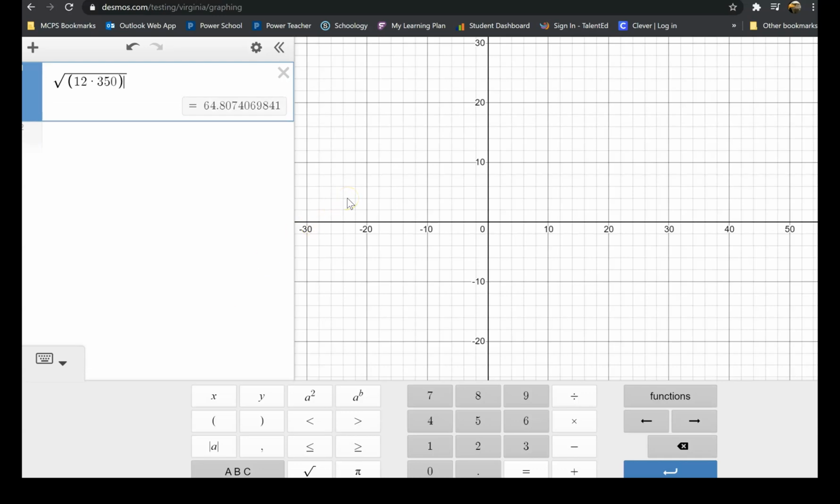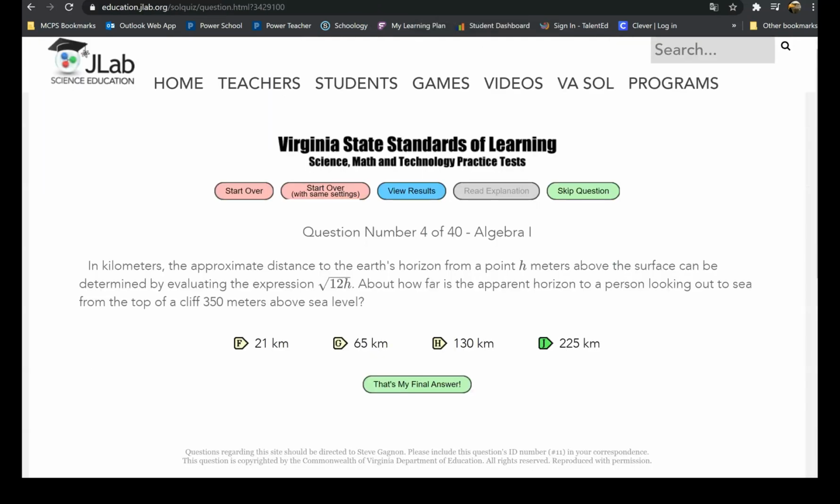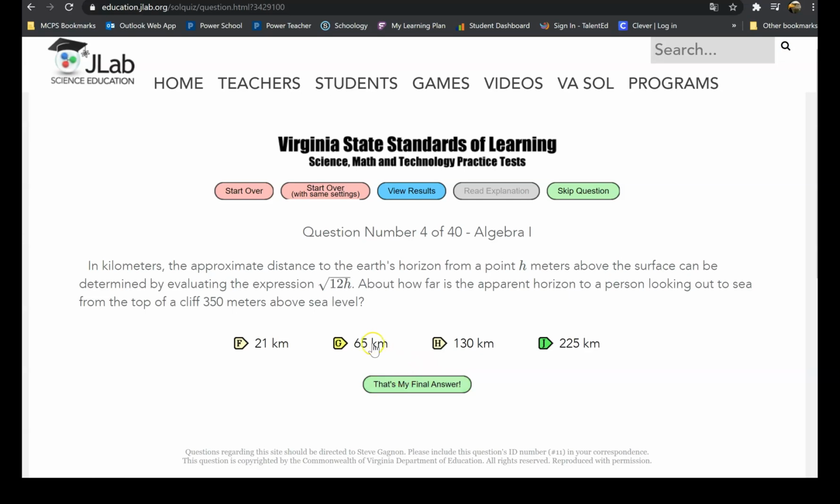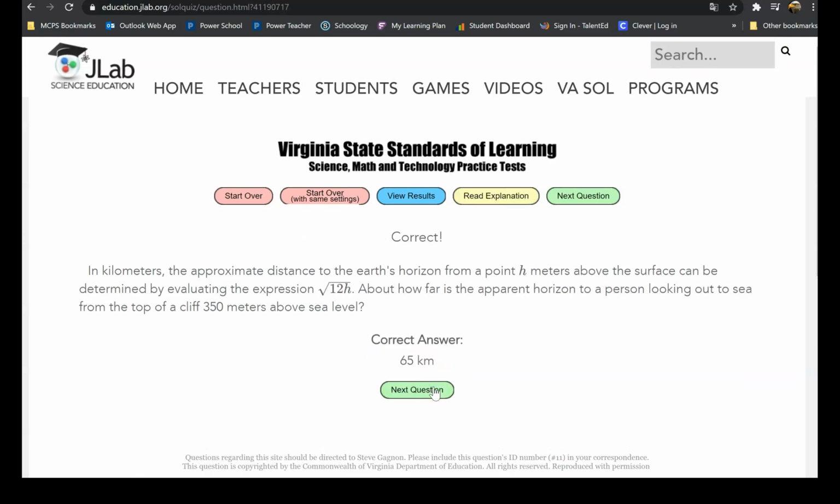And the answer is 64.807. Is that one of our answer choices? If we round up, it is. So let's go with that one. Check my answer. Yay.